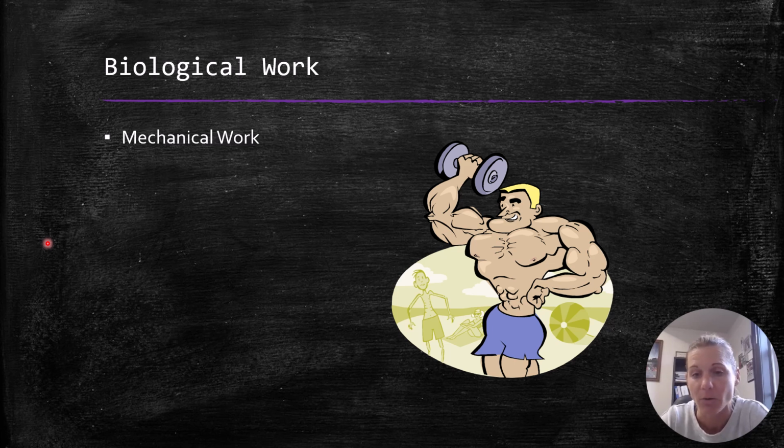But mechanical work can also mean movement inside the body. So we have something called smooth muscle, and smooth muscle can be found like surrounding our digestive organs, and that's going to allow us to move food through the digestive tract. We also have cardiac muscle in the heart, and that's going to allow us to move blood within the cardiovascular system. So mechanical work can mean movement of muscles, but it can also mean movement inside the body as well.